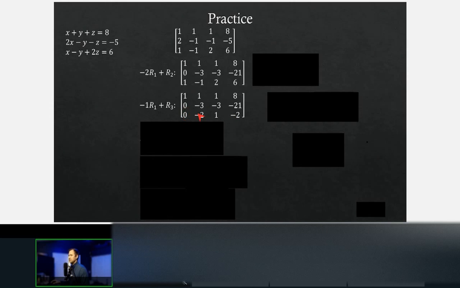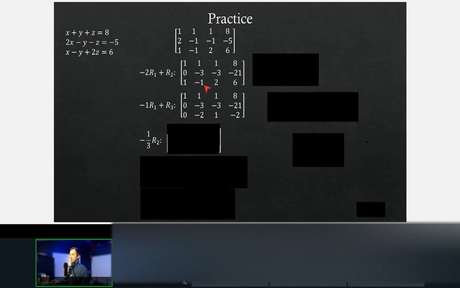0 minus 0 is 0. -2 minus -3 is +1. 1 minus -3 makes it a +4. And then -2 minus 21 makes it a +19. Yep, so we could do that. That's not how I did it, but if you want to do that, you can. It's just that the work from that point on will be different than my work, and that's okay. But I went ahead and did what Lizette thought of.